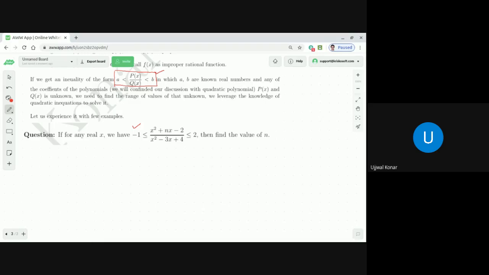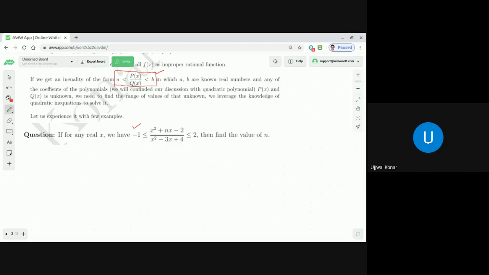This is a slightly different type of problem than whatever we solved in the inequalities chapter. I didn't discuss this type of problem there because to solve it, we need knowledge of inequations related to the quadratic polynomial, and that we have already done in the last couple of sessions. Hence, we are going to solve this one.